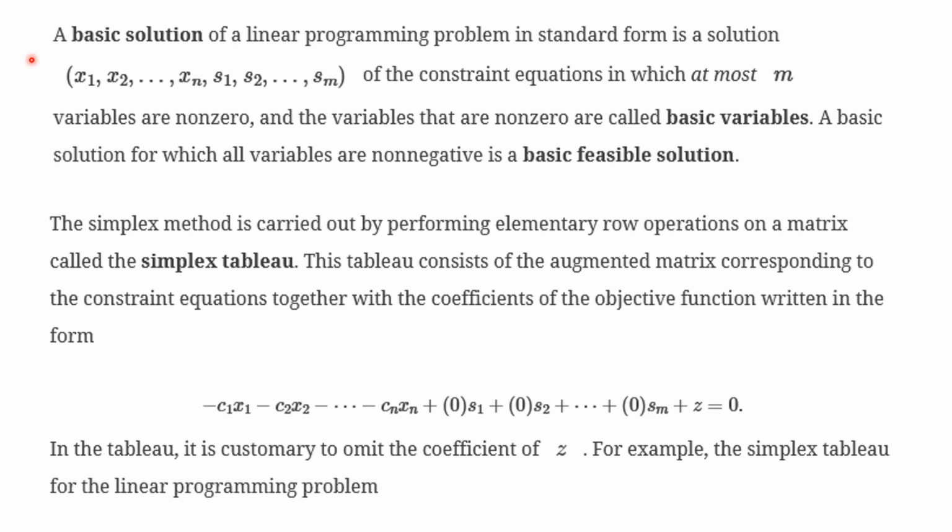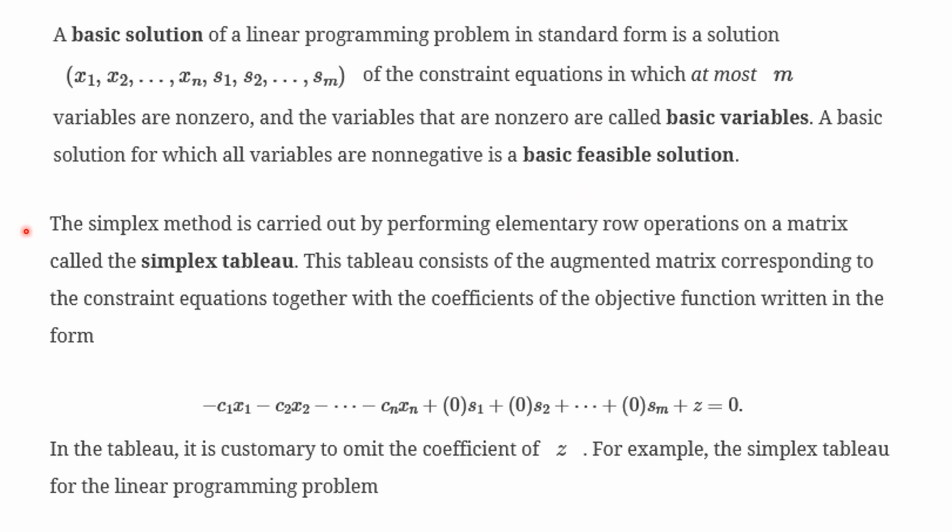Now, we define a basic solution of a linear programming problem in standard form as a solution where we have values for the x variables, but also for the slack variables, and at most m of these are non-zero. The variables that are non-zero are called basic variables. What we are going to do is evolve our basic variables as we go through the simplex method to find the optimal solution. A basic solution for which all variables are non-negative is called a basic feasible solution.